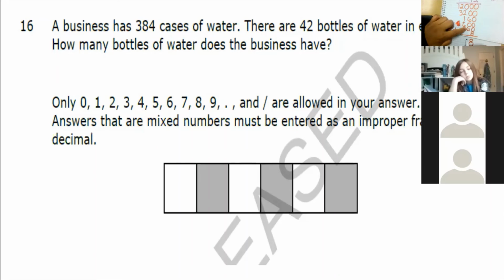Then I have 6 plus 6 is 12. Carry the 1. 1 plus 2 is 3. 3 plus 1 is 4. 4 plus 6 is 10. Plus 1 is 11. Carry the 1. 1 plus 2 is 3. 3 plus 3 is 6. And 1. So that means I have in total 16,128 water bottles or cases. Water bottles.